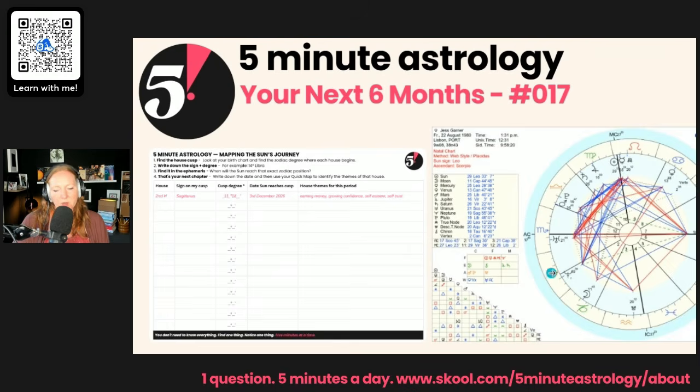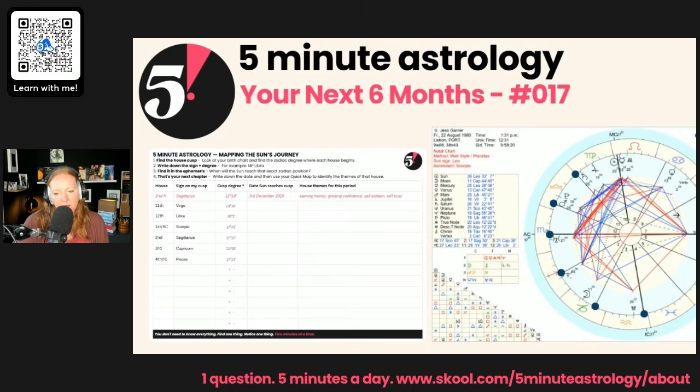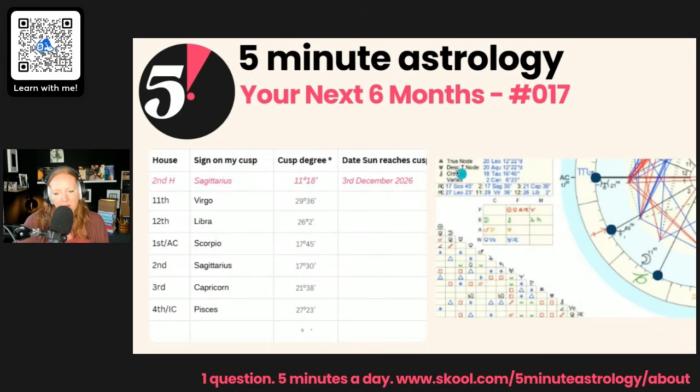And then you also want to say what sign that house cusp is in. For instance, with this one, the second house, the house cusp is in the sign of Sagittarius. So this starts in this sign. And then you want to find the cusp degree that it happens at. Now, there are 30 degrees in each sign. And if you look here, I think I'm going to blow it up for you. Let's make it a bit bigger.